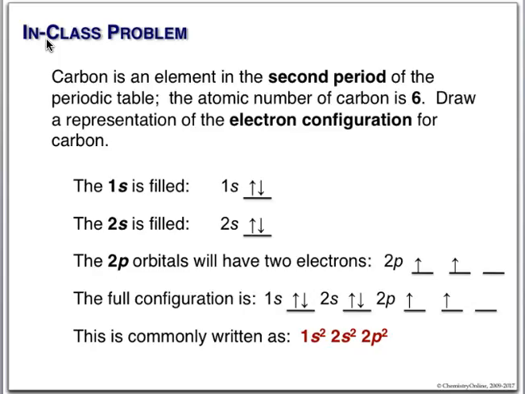You look at your periodic table, because that's what it all comes down to. The 1s is full, the 2s is full, and we have 1, 2 electrons in the p's. They must be separate. Let's do another one.